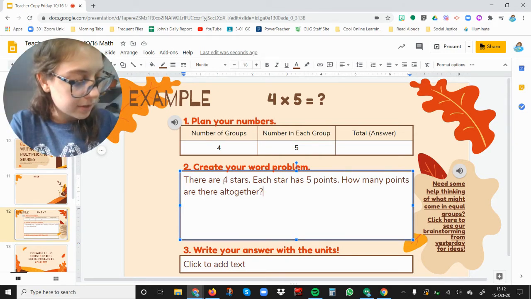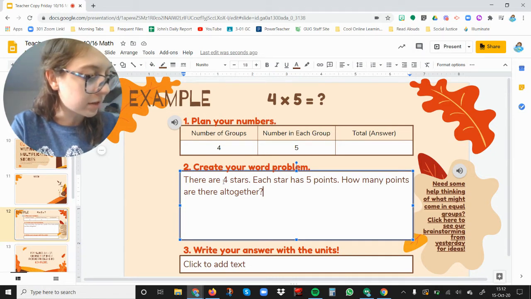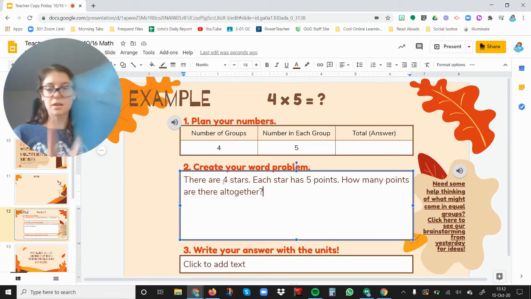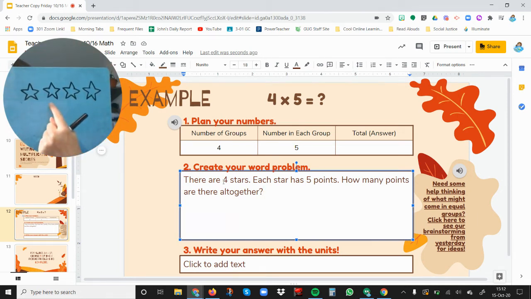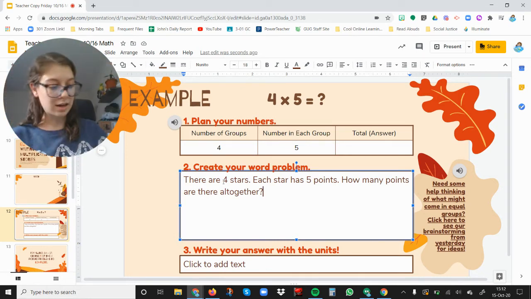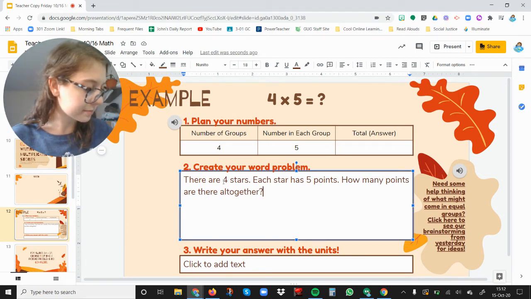So I'm going to draw 5 stars. Oh, I'm sorry, 4 stars. Each star has 5 points, though. Okay, so here on my whiteboard, I have 1, 2, 3, 4 stars. These are my groups. Each star has 5 points. So to solve this problem, I'm going to use repeated addition to help me solve this. So each star has 5 points.